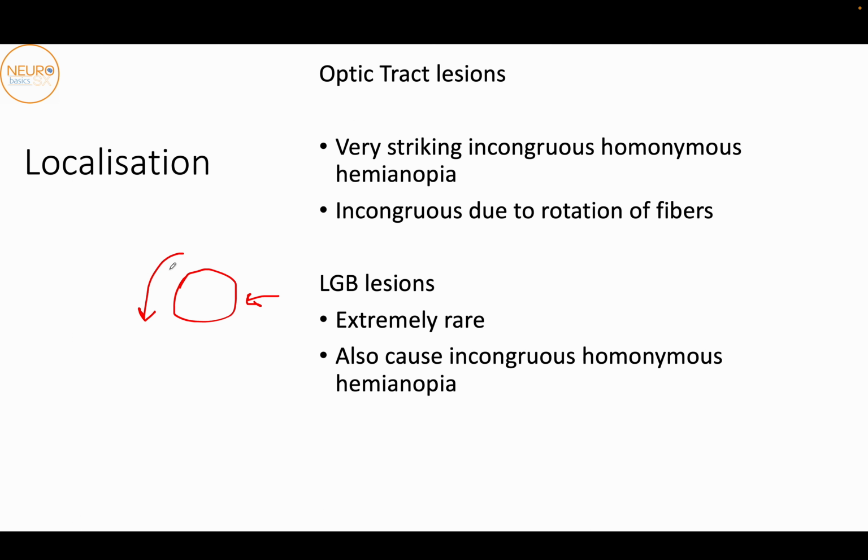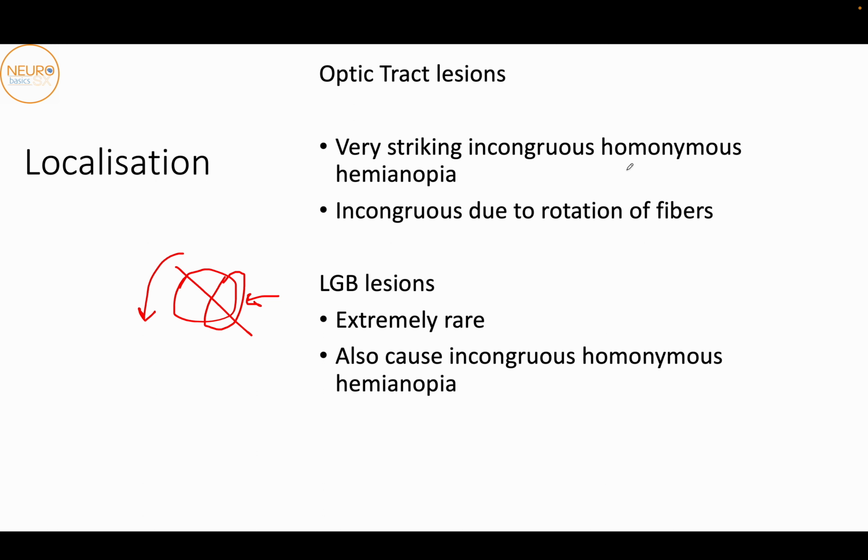Okay, so the retinal fibers might have only turned, for example, by about 45 degrees at the level of the compression. So you might affect 45 degrees of these fibers and 45 degrees of the other side fibers. So you get very incongruous defects when you have lesions in the optic nerve. So it's a very striking feature of optic nerve defects.